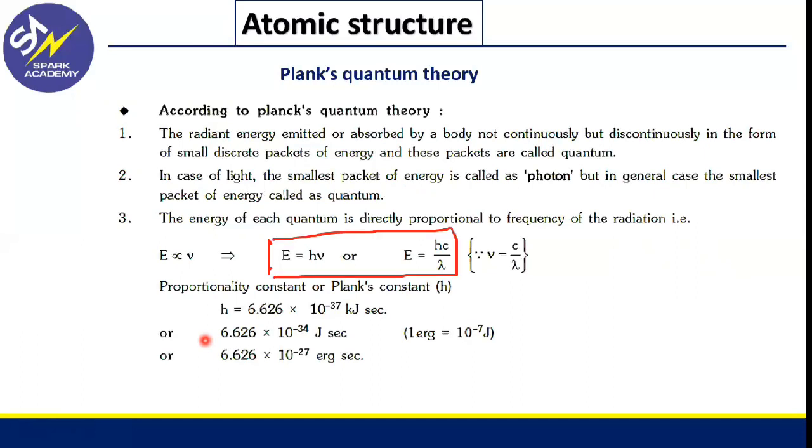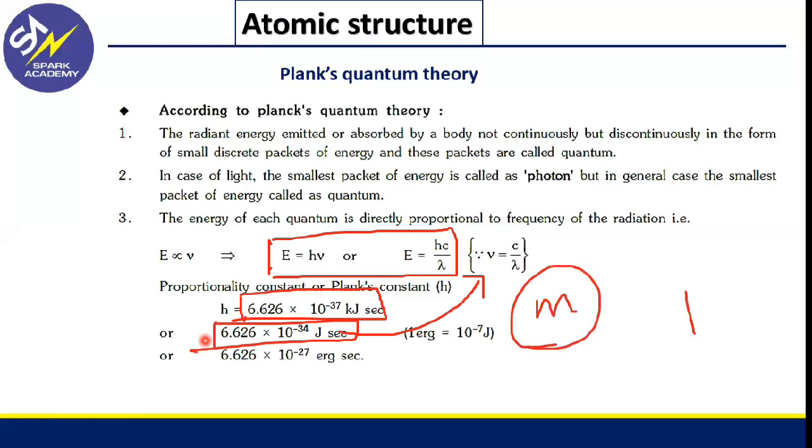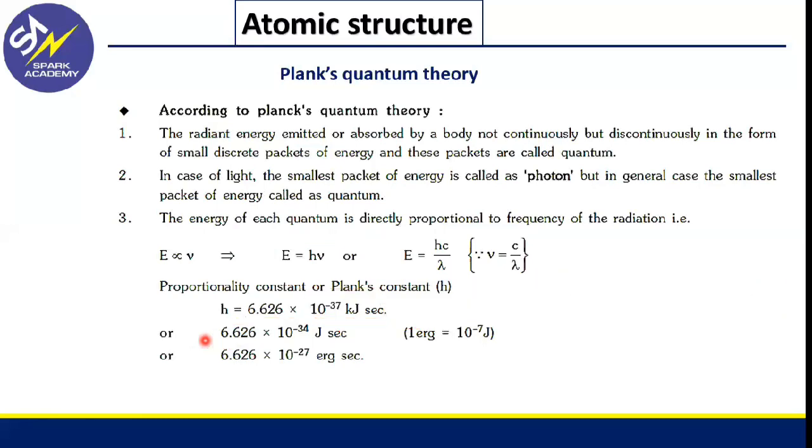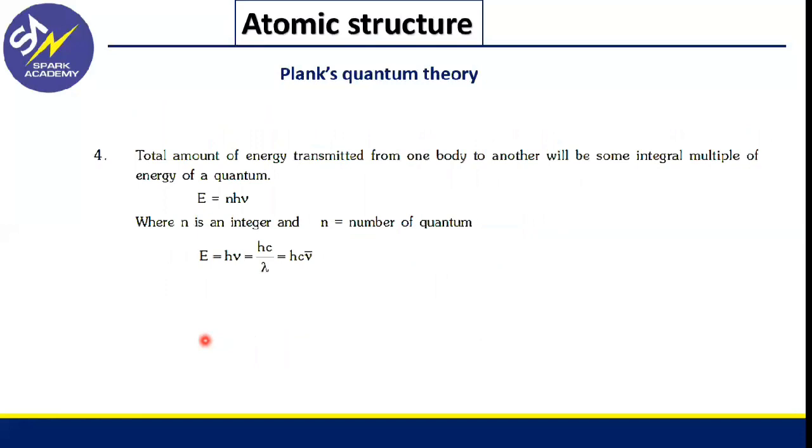H here is called Planck's constant, where Planck's constant is 6.626 times 10 to the power of -37 kilojoules per second, or joules per second. Joules is generally taken when velocity is given in meters and lambda is also taken in meters. We will take this value as 6.626 times 10 to the power of -34 joule seconds. This is the value of Planck's constant. This formula is very, very important. There are a lot of questions asked on this. So that is Planck's quantum theory.